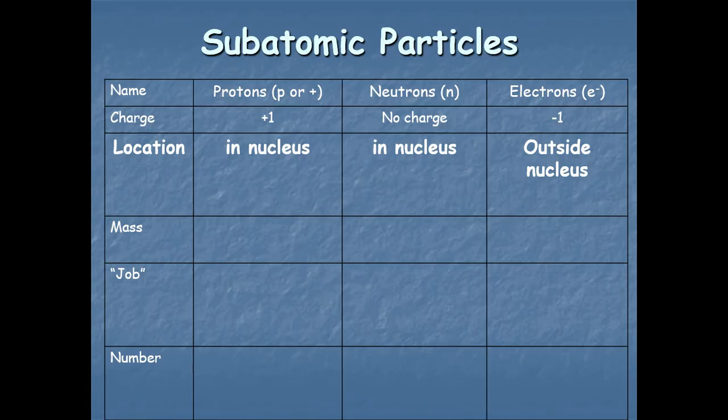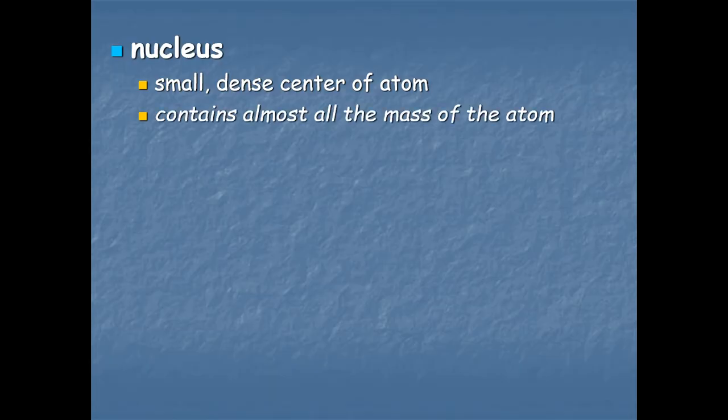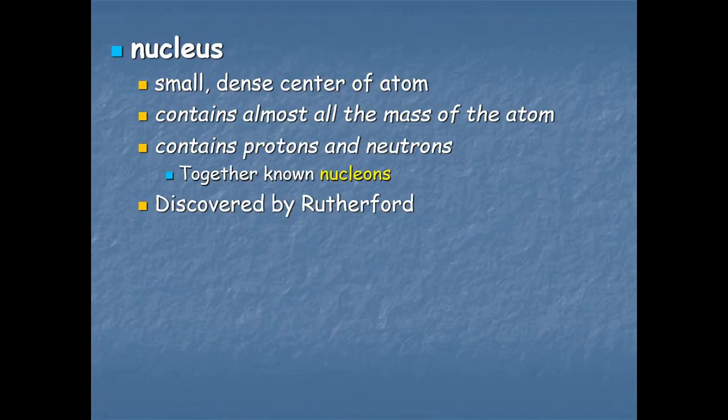How big are these various particles? Oh, sorry, let's look at the nucleus. The nucleus is that small, very, very dense center of the atom. It is incredibly small. It's where almost all the mass is, because as far as masses go, electrons have essentially 0 mass. There is mass, but relative to the protons and neutrons, it is very, very insignificant. The nucleus has all the protons and neutrons. The term that's used for things in the nucleus is nucleons.